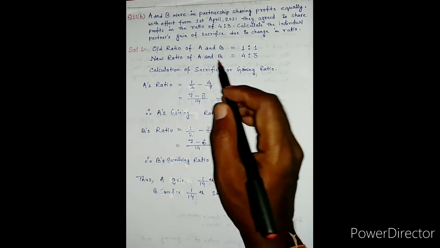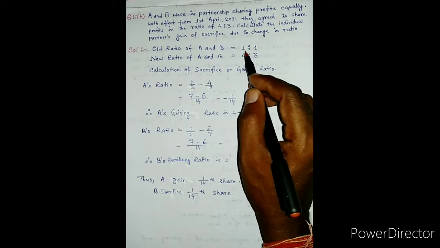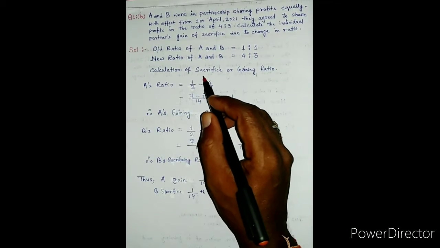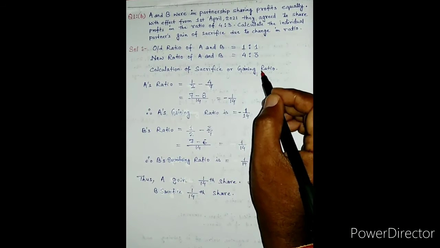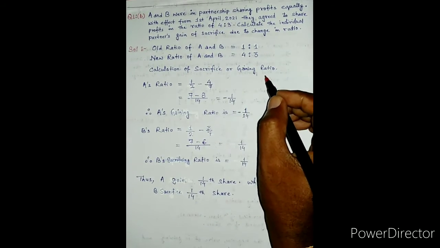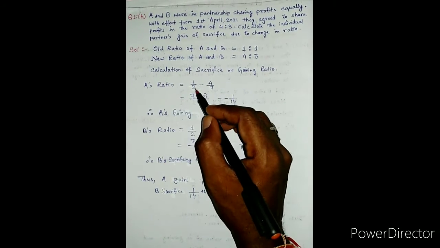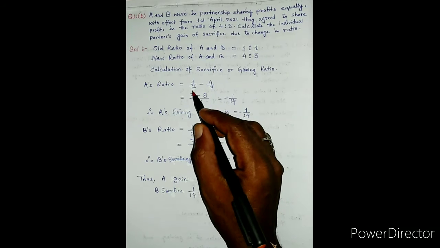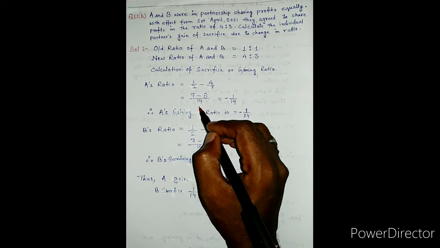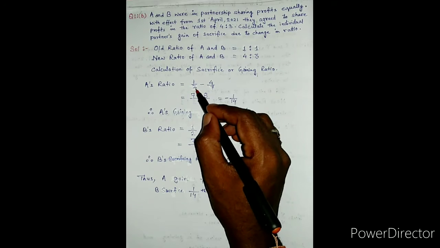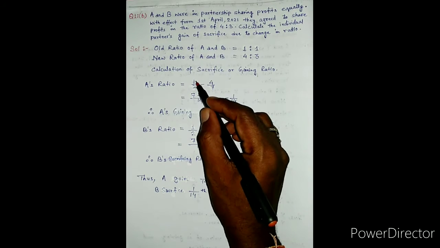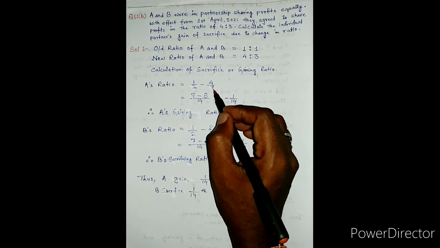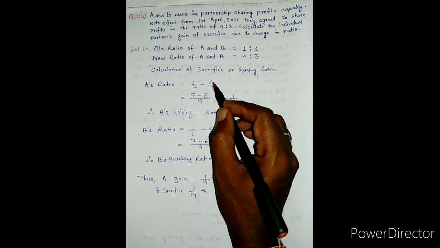So like previous sums, here the old ratio of A and B is 1:1 and the new ratio is 4:3. Now calculate the sacrifice or gaining ratio. The formula we know: old ratio minus new ratio. So A's ratio is 1/2, this is the old ratio, minus the new ratio 4/7. Now take out the LCM of 2 and 7, we get LCM 14. Divide 14 by 2, we get 7. 7 multiplied with 1, we get 7. Minus. Again 14 divided by 7, we get 2. 2 multiplied with 4, we get 8.